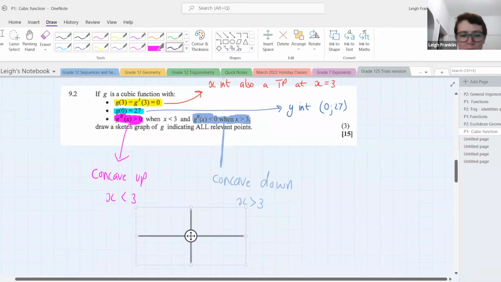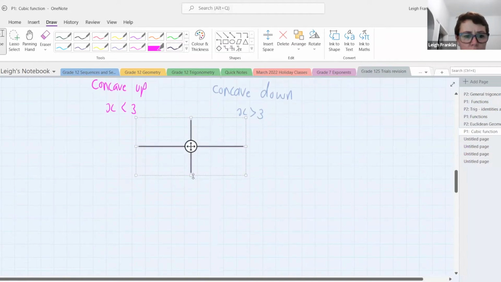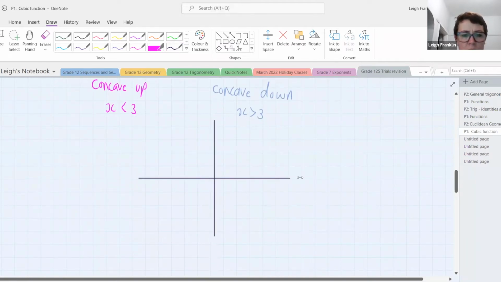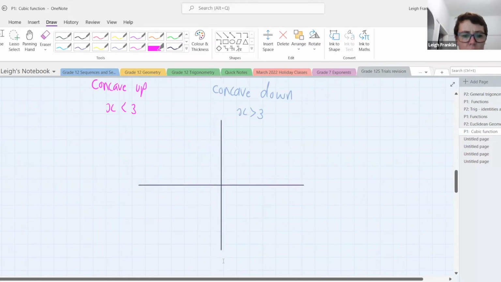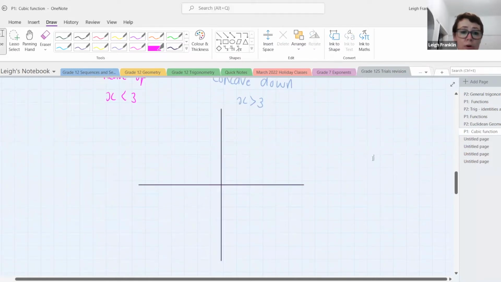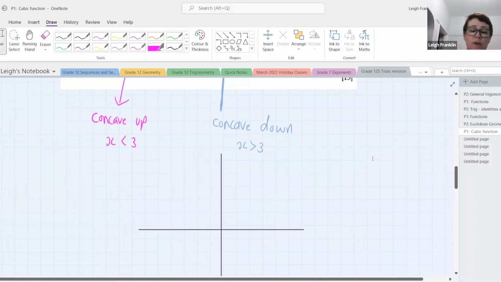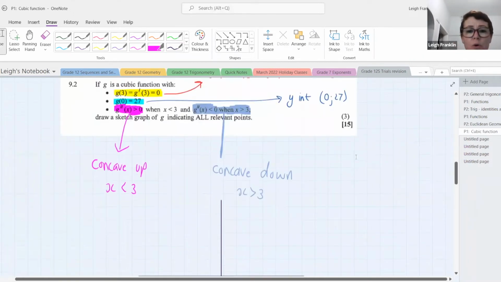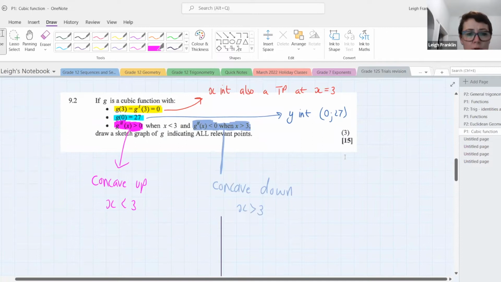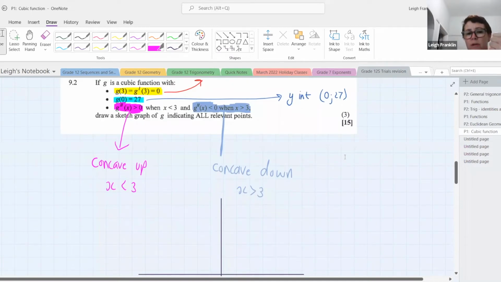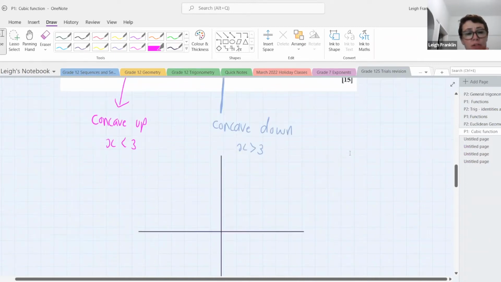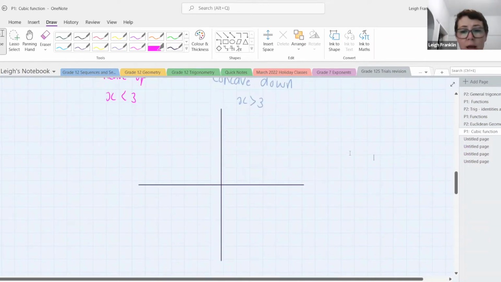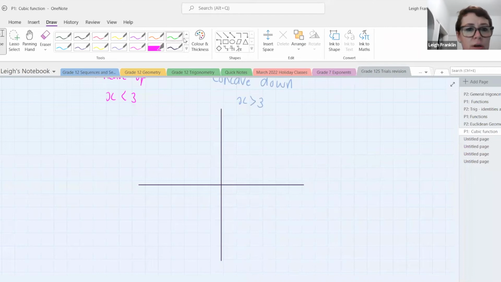Let's just make that a little bit bigger and pull that down to the side. That's the only information that we've got, apart from the fact that it goes through the y-axis where y is equal to 27. So 3 is an x-intercept, a turning point, and a stationary point as well. Sorry, a point of inflection as well.